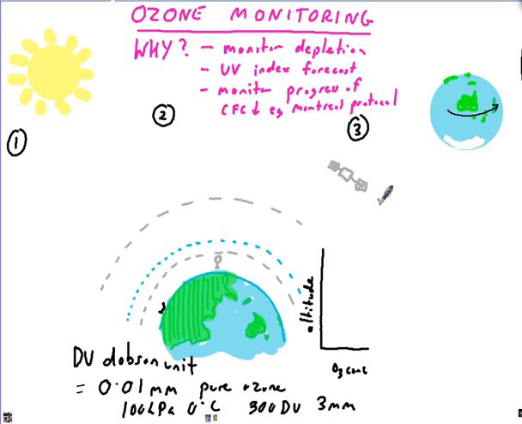This talk is on ozone monitoring, and it focuses on the details about how scientists monitor the ozone layer. But before we get into that, there's three reasons why we might want to monitor ozone. The first one is to actually monitor the depletion of ozone in the ozone layer.